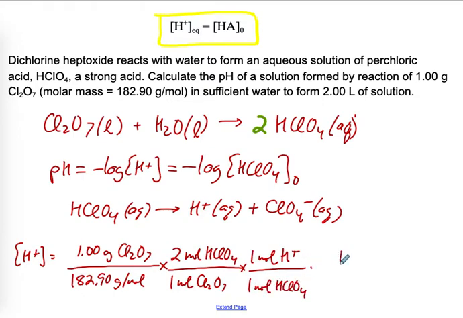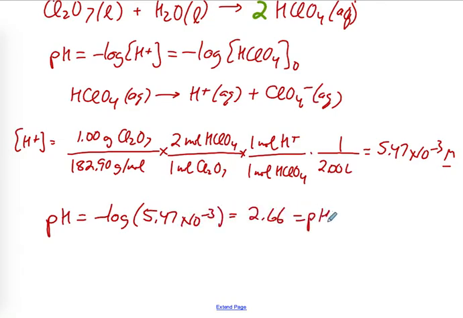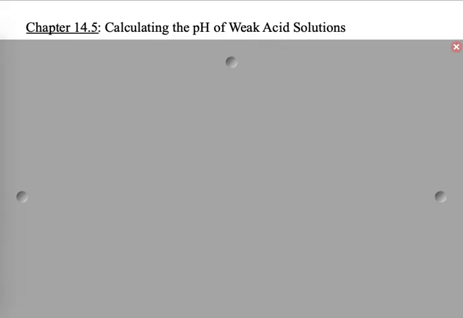And I'll divide that by the final volume to give me 5.47 times 10 to the negative third molar as my hydrogen ion concentration. So the pH of the solution is simply the negative base 10 logarithm of that concentration, or 2.66. So here's an example of how we can calculate the pH of a solution of a strong acid based on composition. Now let's talk about calculating the pH of a weak acid solution.